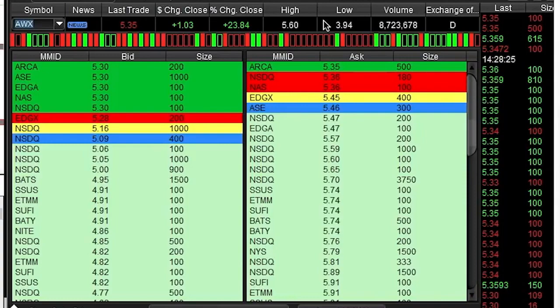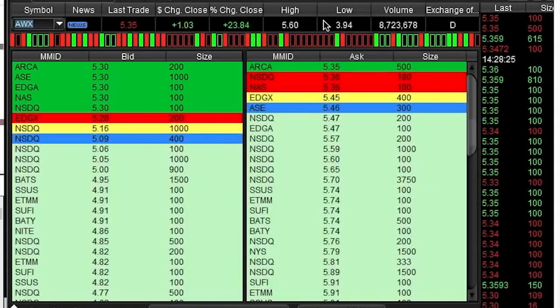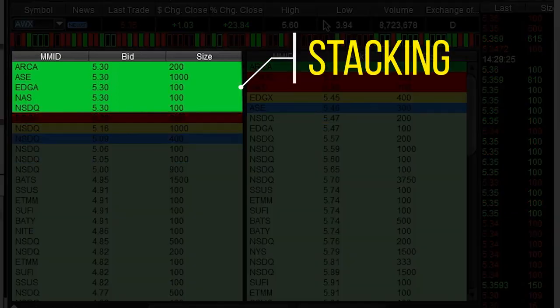If we look at the level 2 data, we can see a big stack of buyers exactly at the 530 mark. You can also see there are 5 separate orders from 5 separate exchanges at 530. Whenever this happens, the level 2 will make all these blocks the same color. So in this instance, it's green. It does this so we can quickly see in the blink of an eye who's in control, the buyers or the sellers. This is actually called stacking.